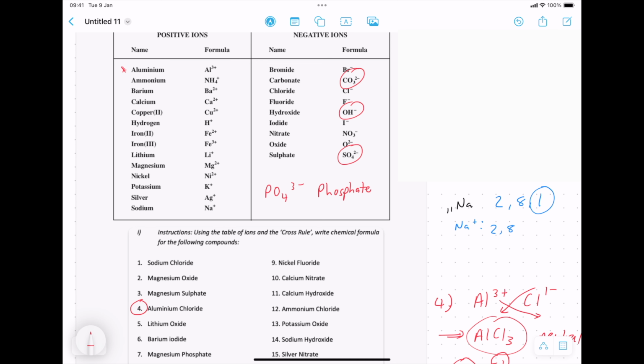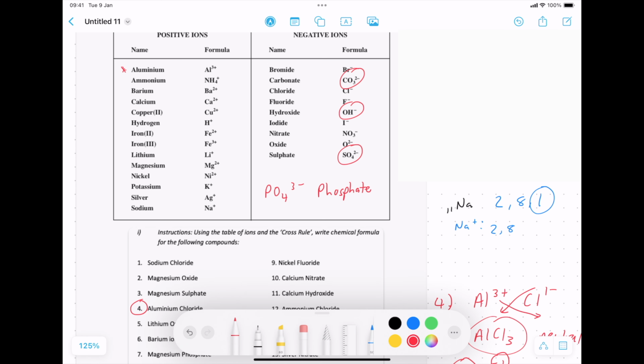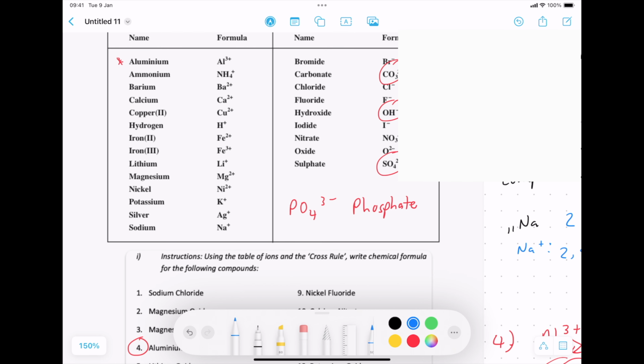So if I just take that phosphate and use a different color to emphasize what that means. So the phosphate has a 3- charge. So the 3- charge, it doesn't just apply to the oxygen. It doesn't just apply to the phosphorus. It applies to all of it. So you've got to remember to put brackets around the whole thing. So it would look like that.